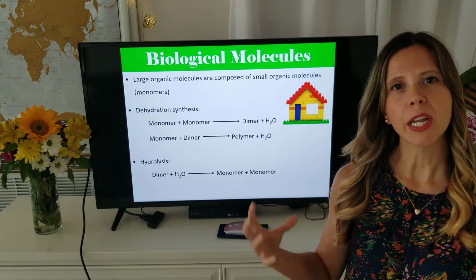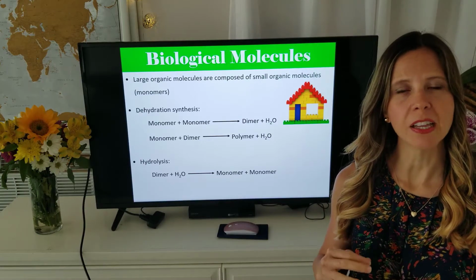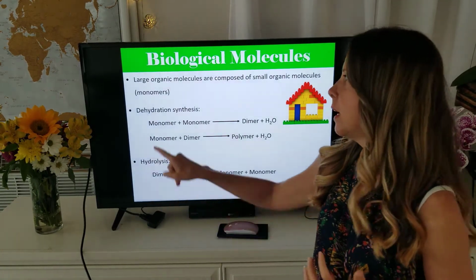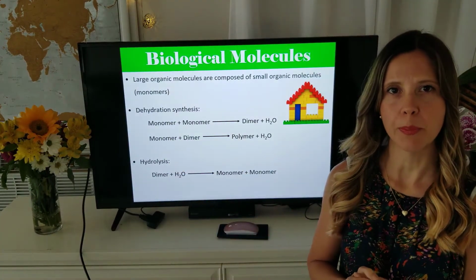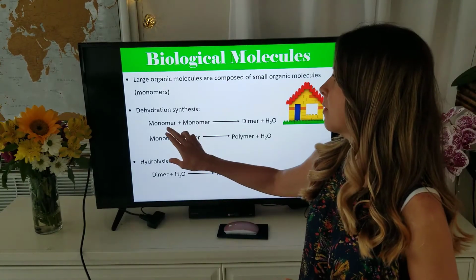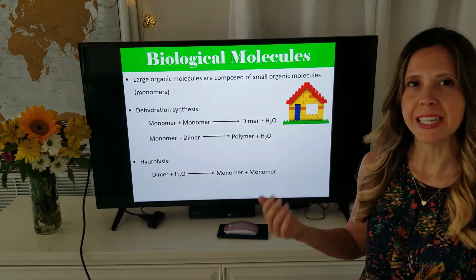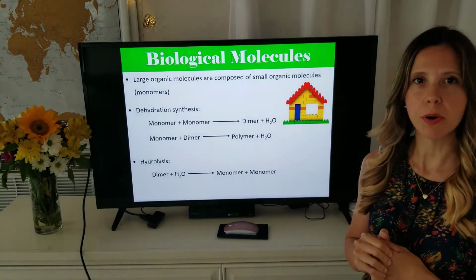So if we're building up these larger biological molecules, we use a process known as dehydration synthesis. Dehydration, if you look at that word, hydration talking about water, so we're going to lose water in that process. So for example, over here we have one monomer plus another monomer. We now form a dimer. Remember, di means 2, and we've lost water in the process.